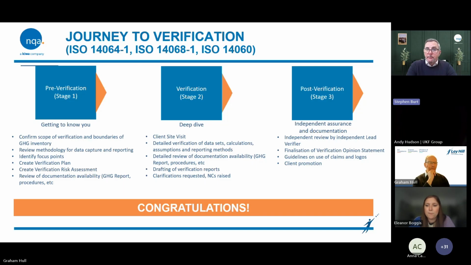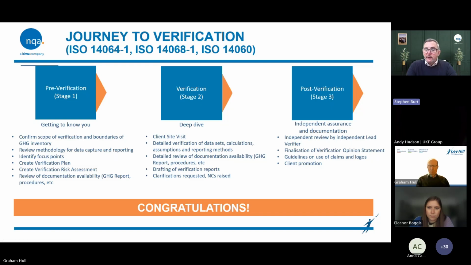We sample your data, we track it all the way back to the original data source, whether it's scope 1, 2, or 3, all the way back to the original data source, and look for evidence that you have handled that correctly, generated it correctly, converted it correctly, and reported it correctly in your greenhouse gas report. So the verification is very much a deep dive into your quantification processes itself.